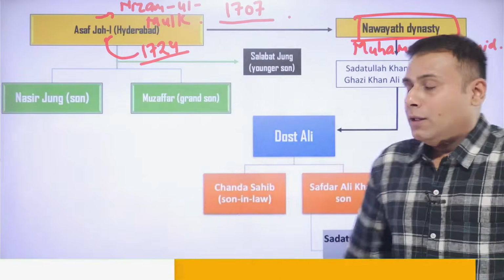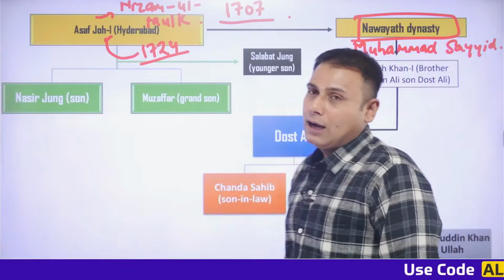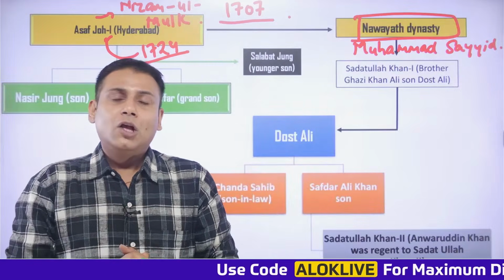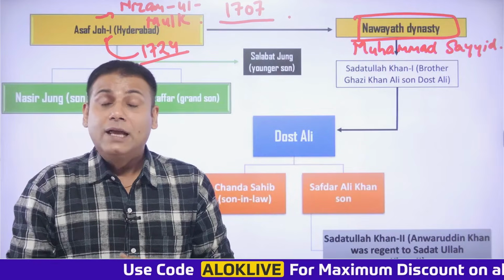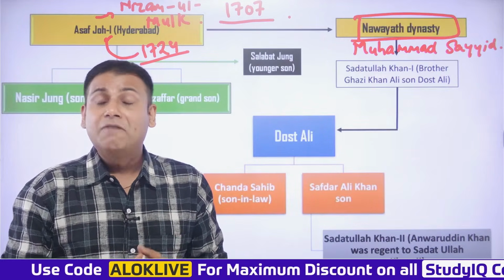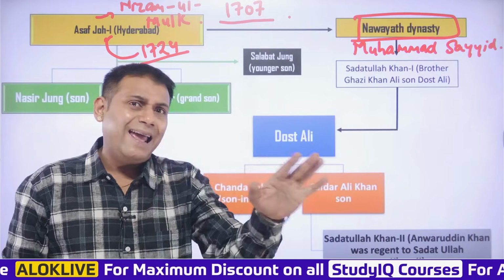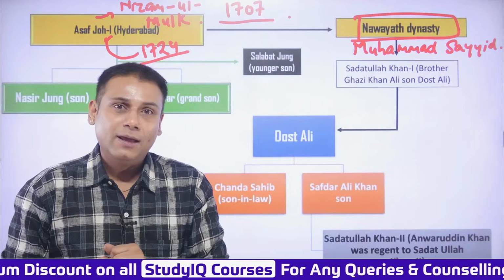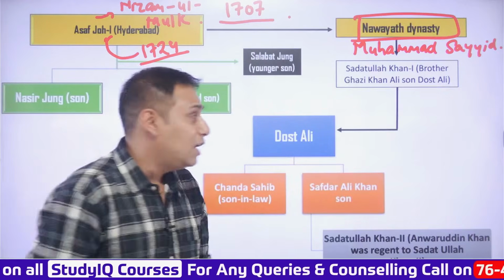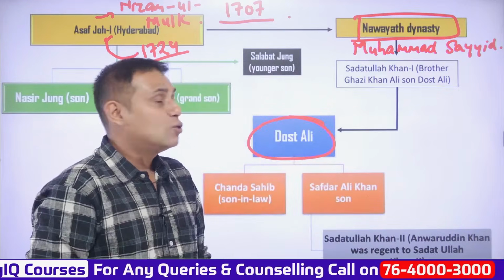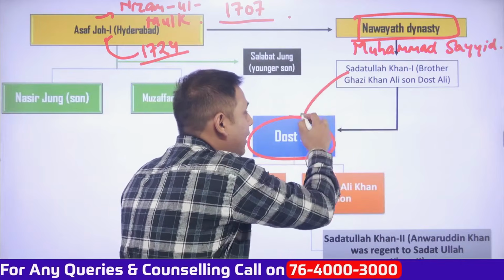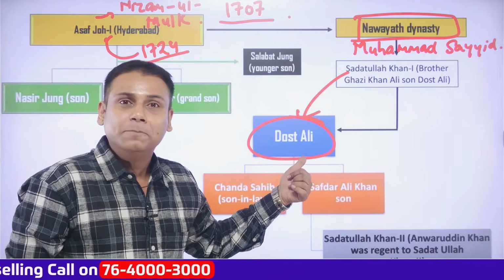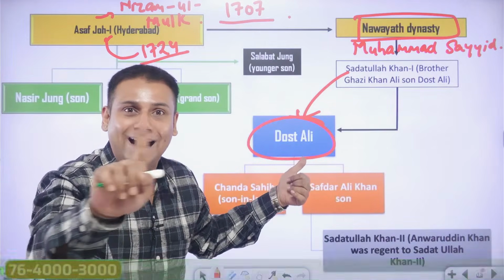Now, this person, Sadat Ullah Khan or Muhammad Sayyid, did not have any son. So he was very worried: who is going to take care of the Navayath dynasty after me? So what did he do? He had a brother whose name was Ghulam Ali, and Ghulam Ali had a son whose name was Dost Ali. So Sadat Ullah Khan adopted his brother's son, Dost Ali. Sadat Ullah Khan did not have any son.